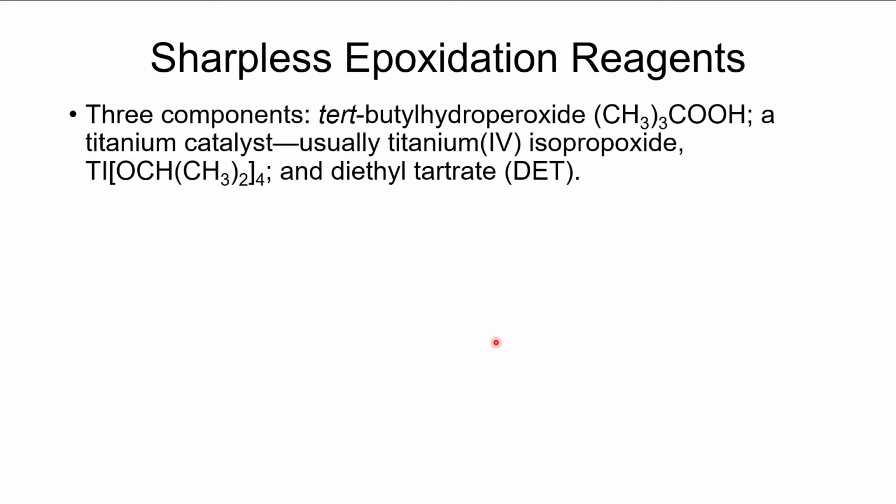All right. The three components that you use are tert-butyl hydroperoxide. So this is a tert-butyl group with OOH. This is not a carboxylic acid. This is a peroxide. So this carbon already has 3 carbons attached, and then oxygen, oxygen, hydrogen. A titanium catalyst, the titanium tetraisopropoxide, which is this thing.